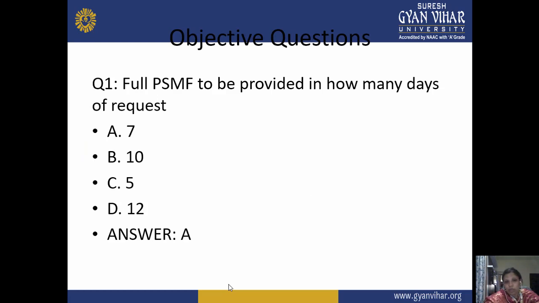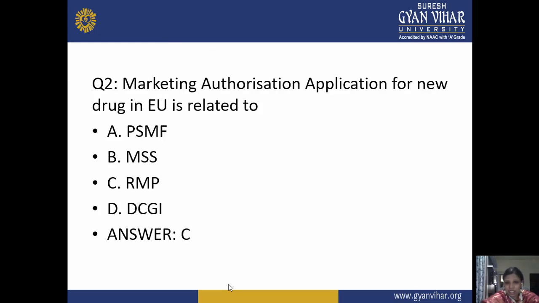Now we are talking about the objective questions. First: the full PSMF is to be provided within how many days of request? The options are 7, 10, 5 or 12. The answer is A, that is 7. If you want the full PSMF, you have to wait for 7 days. Next: a marketing authorization application for a new drug in the EU, the European Union, is related to PSMF, MSS, RMT or DCGI. Because the question is related to the European Union, answer C is correct, that is RMT.